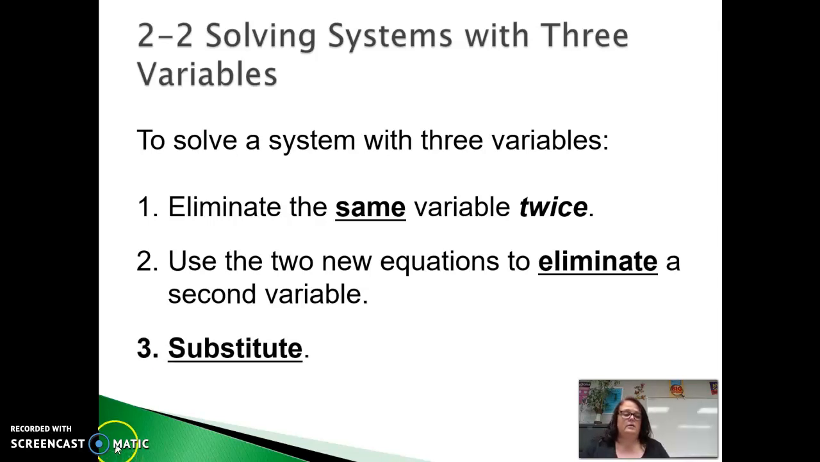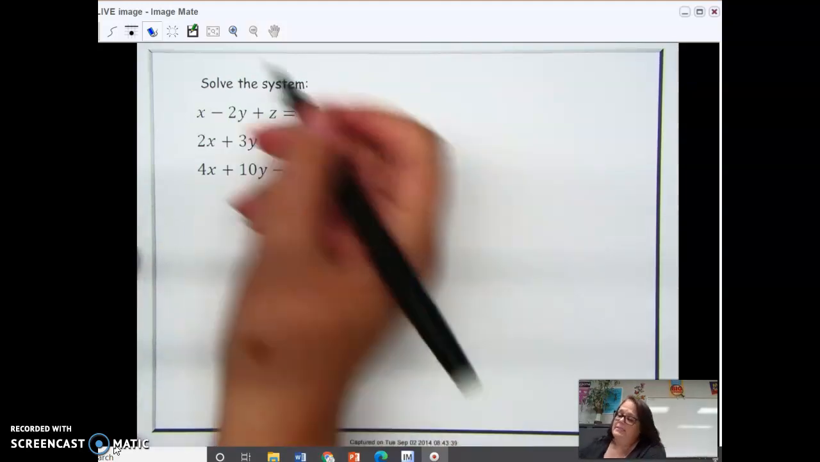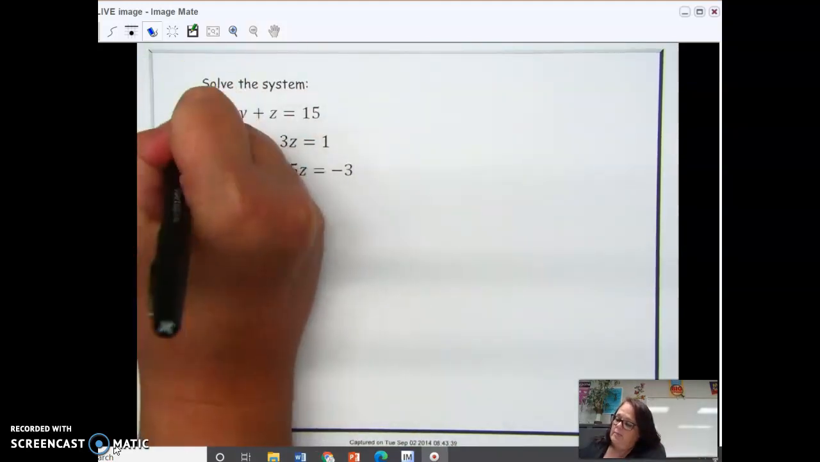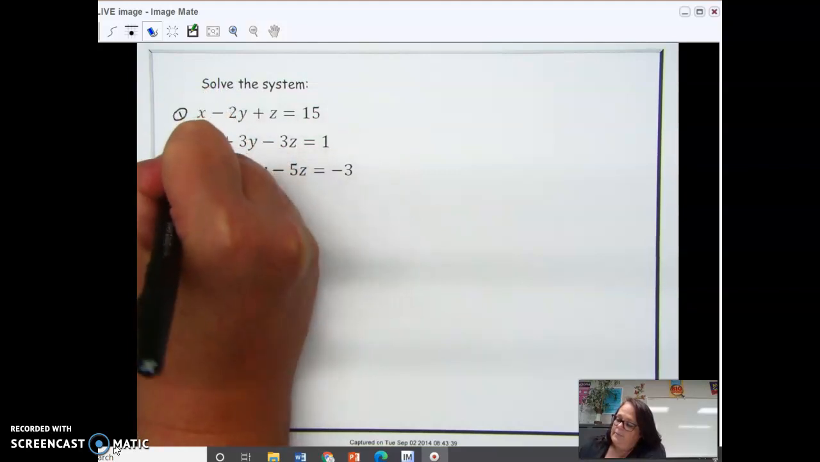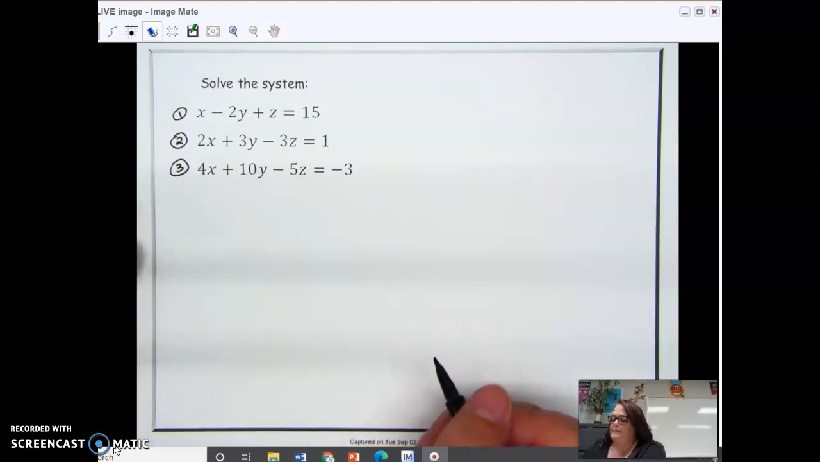And then you're down to 1 variable and we can start substituting. Right. So then the question is, what does this look like in reality? So the number 1 most important thing to do in a question like this is stay organized. So we're going to label these 1, 2, and 3. And then that way, if we make a mistake somewhere, we know exactly what we did and we can go back in our work and find it.